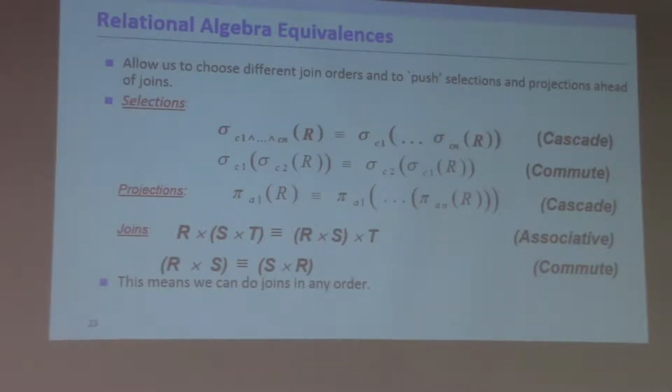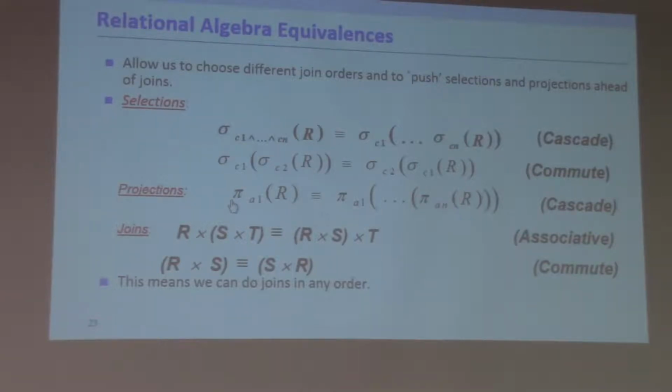The second equivalence for selection operator is that you can commute. In other words, change the order of your selection terms without affecting the output. Right? If you do selection condition 1, then selection condition 2, it is equivalent to doing selection condition 2, then selection condition 1. Okay? So fairly straightforward. For projection, it's a little bit trickier than selection.